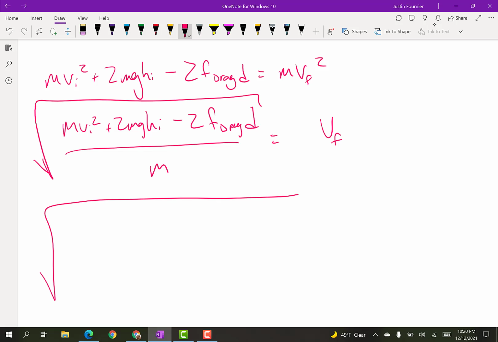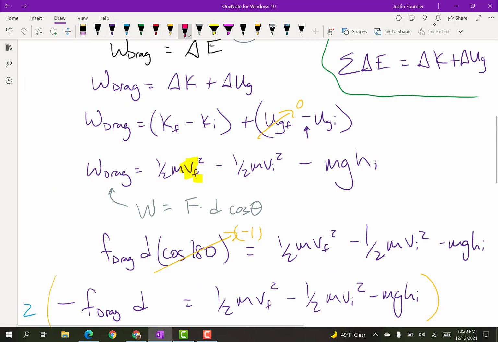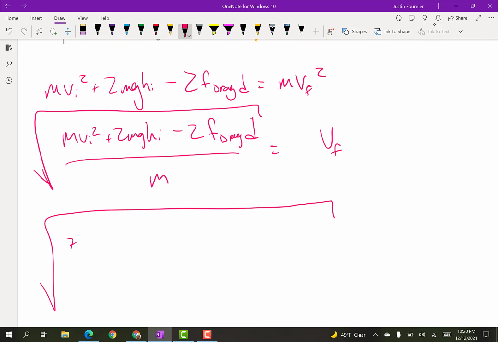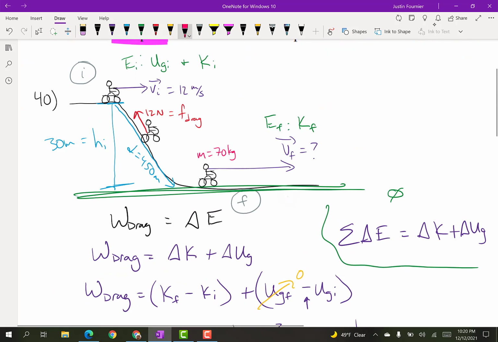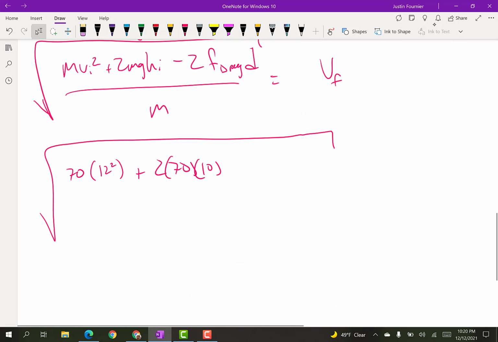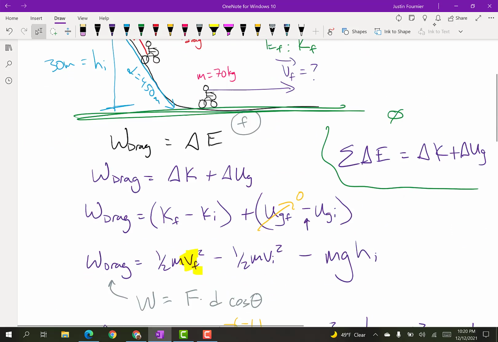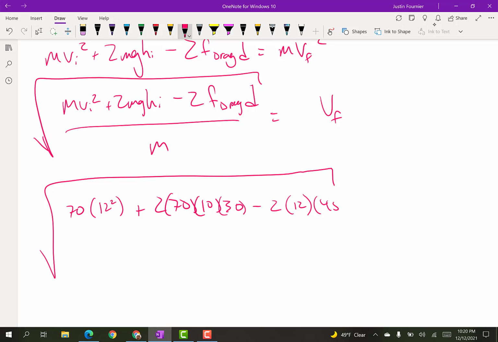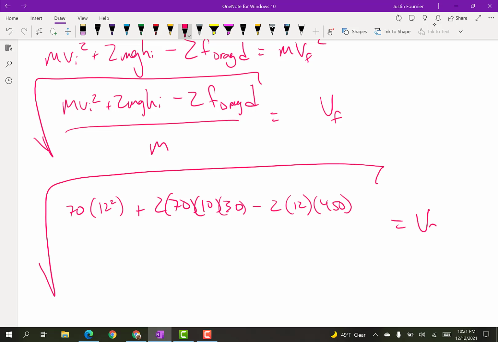So let's see what that looks like in numbers. The mass is 70 kilograms. So it's 70 multiplied by the initial speed, 12 meters per second, squared, plus 2 times 70 times g, which is 10, times the initial height, 30, minus 2 times the drag force, 12, times the displacement, 450 meters. All that goes under the square root, divided by the mass, which is 70.